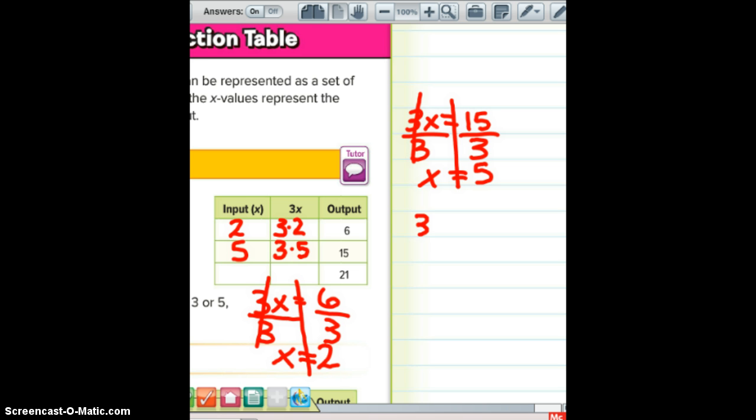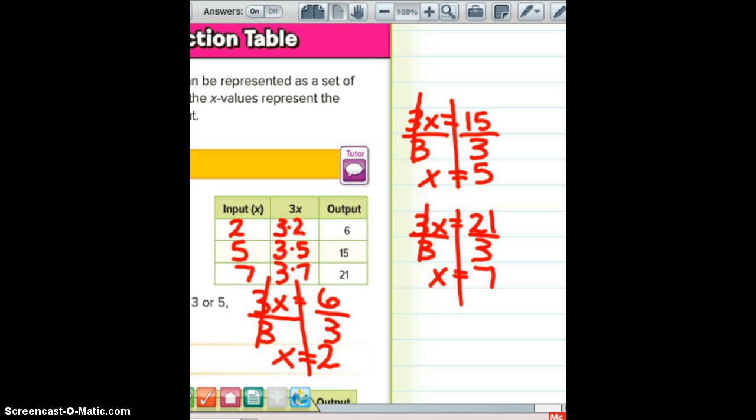Next, simply apply 3x is equal to 21. Break it up, find my x. Need to divide by 3. Divide by 3. X is equal to 7. 3 times 7 is equal to 21.